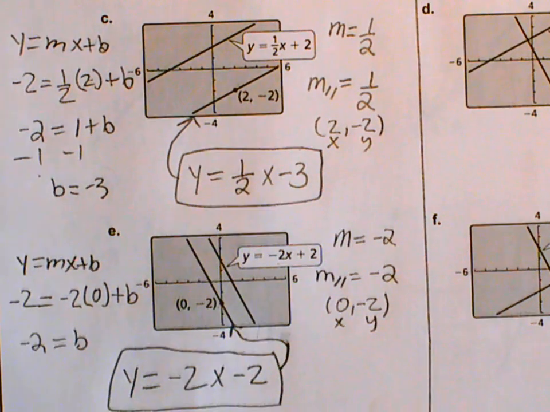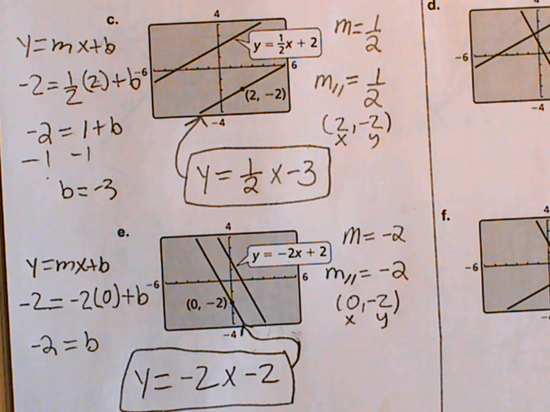Okay, so the process for the remaining 3 is exactly the same. The only difference is that the slopes are not equal. They are opposite reciprocals. Okay, and that's what we're going to look at right now.